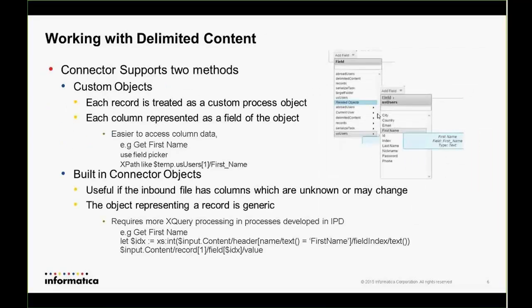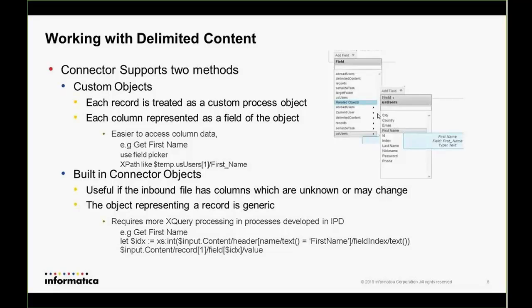Going back to the event source, the connector supports two methods for interacting with the data. The first is custom objects. That's basically saying, treat each record in this file as a process object. If you're familiar with process objects in IPD, it's an object that has a bunch of fields, where each field is represented as a column in that record.